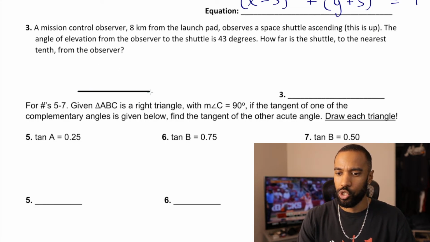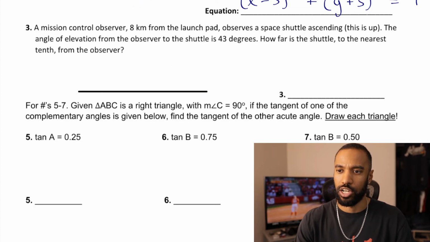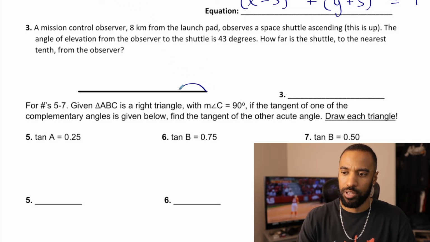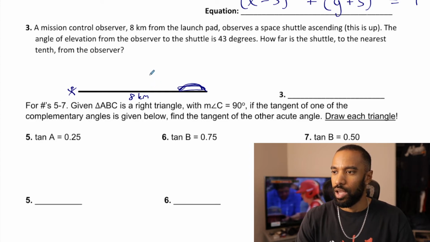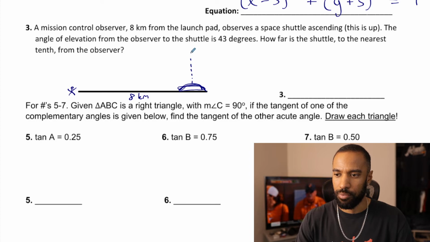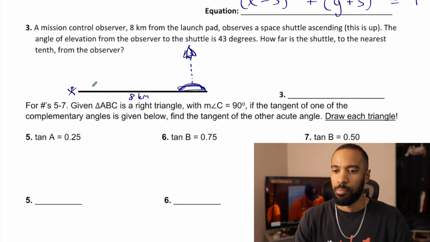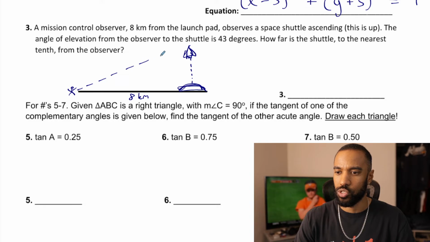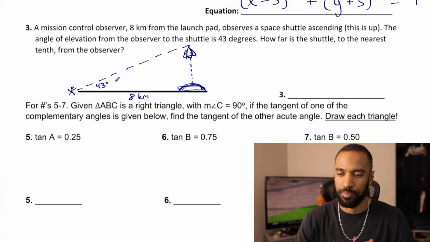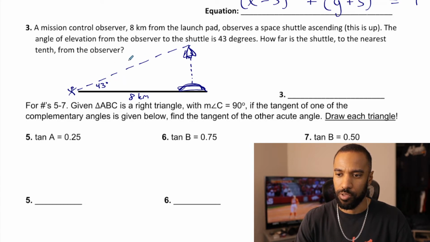Okay, so we have a mission control observer 8 kilometers from a launch pad. I'm drawing some ground level. I'm drawing myself a little launch pad here. 10, 9, 8. And we have a mission control observer right here. He's 8 kilometers away from the launch pad. There's a space shuttle that's ascending from the launch pad right here. There it goes. The mission control observer is watching the space shuttle with binoculars or whatever he's looking at it with, looking upward from a horizontal line of sight of 43 degrees. We want to know how far the observer is from the space shuttle.